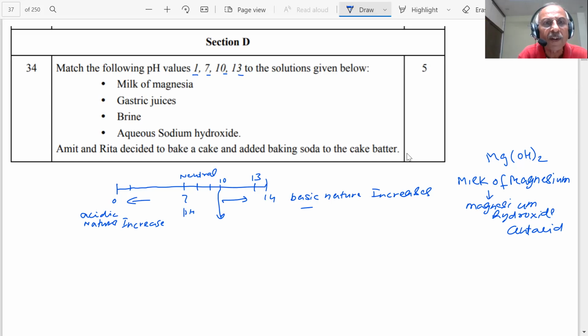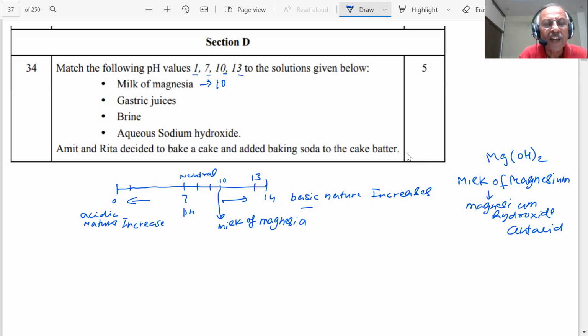Where is milk of magnesia? The pH value is 10 for milk of magnesia. This is our milk of magnesia. That is why it is used as antacid. If there is a large amount of acid produced in our body, you know, it causes irritation, students, and you use milk of magnesia, which is magnesium hydroxide.